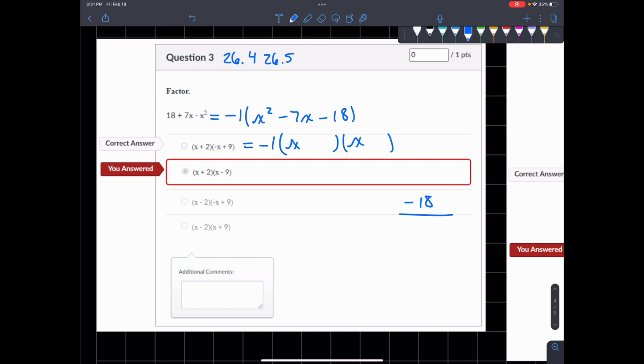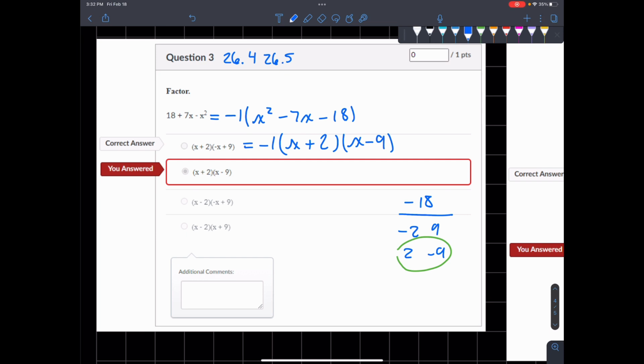The choices that pop out to me first are negative 2 and 9, or 2 and negative 9. We can see that with this choice right here, they multiply to make negative 18, and when we add them together, we get negative 7. So those have to be our answers. That's going to be x plus 2 times x minus 9. Perfect.